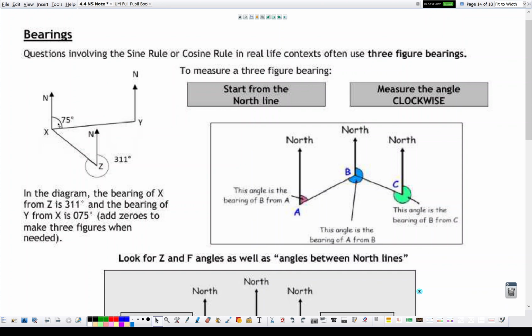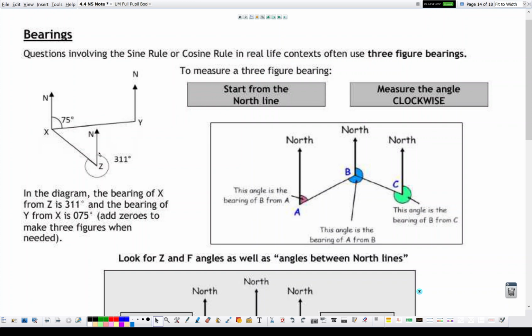So you'll see on the left hand drawing here, if we were at X and we want to go to Y, we start at a north line and we would measure that angle, and we would say that Y is on a bearing of 75 degrees from X. Now, if we were at Z and we want the bearing of X, what we have to do is we have to start at our north line, and we always have to go in a clockwise direction, and then we never actually have to measure these angles, but we have to calculate them.